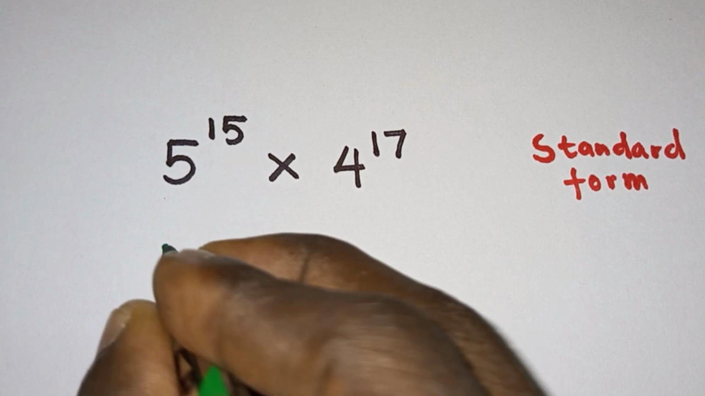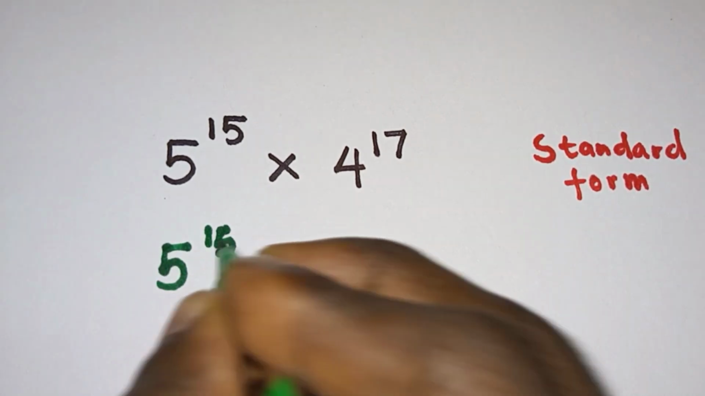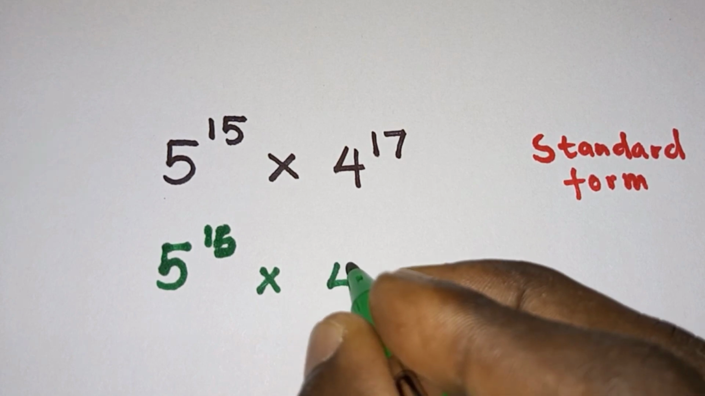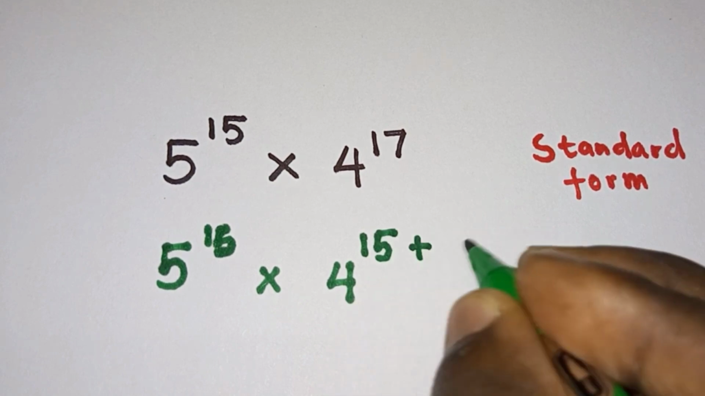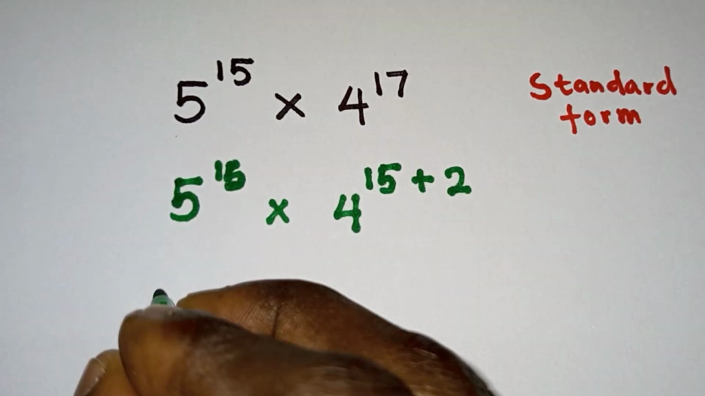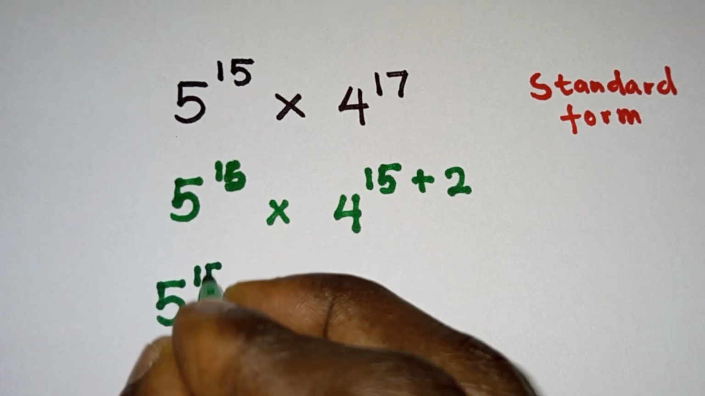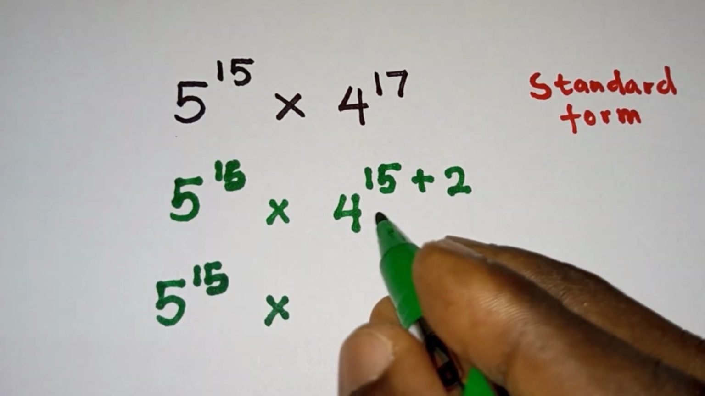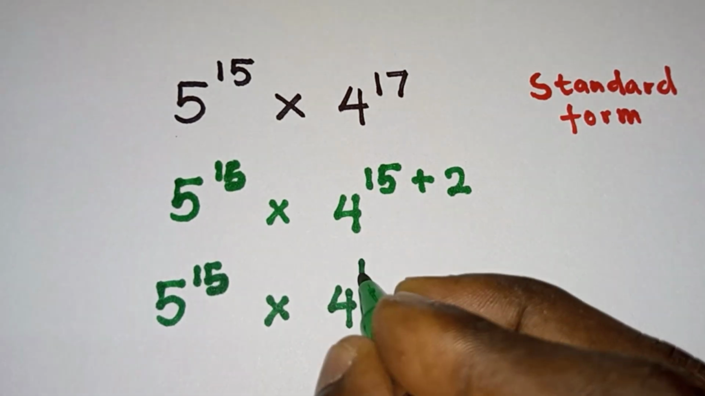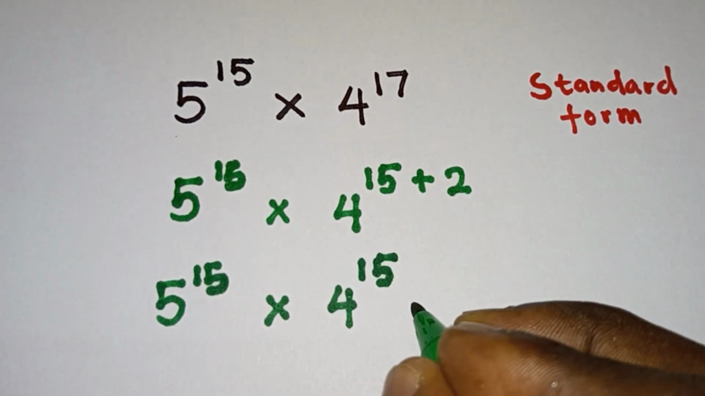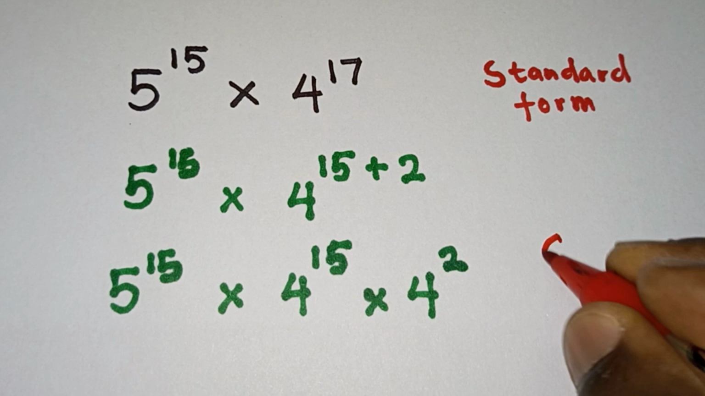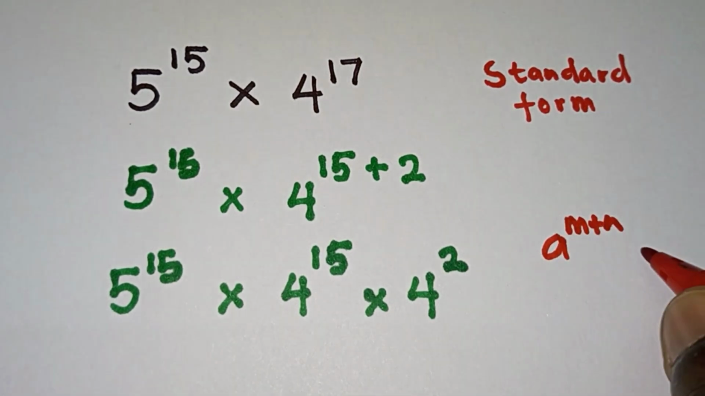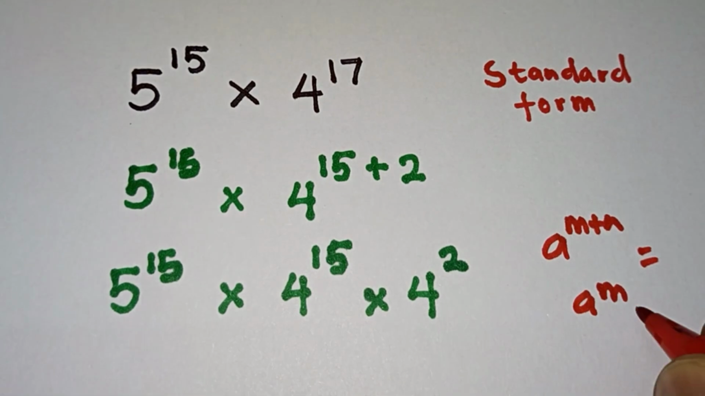We have 5 to the power 15 times 4 to the power 17, but 17 is the same as 15 plus 2. So we have 5 to the power 15 times, this is the same as 4 to the power 15 times 4 to the power 2. This is because if we have a to the power m plus n, this is the same as a to the power m times a to the power n. So it makes sense, right?